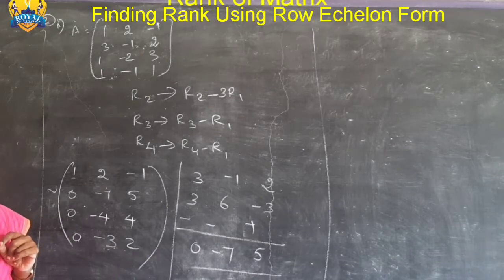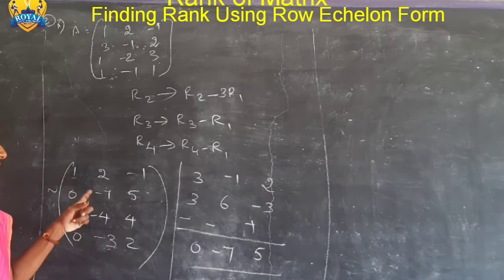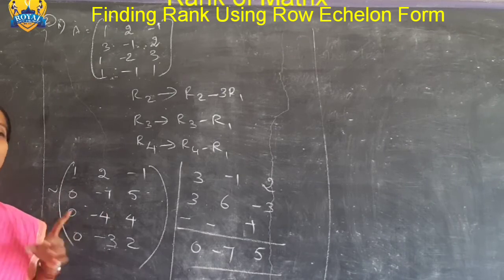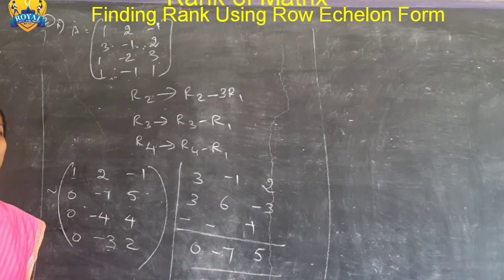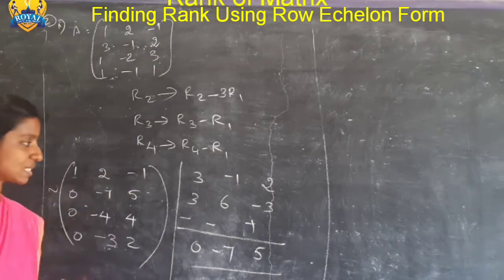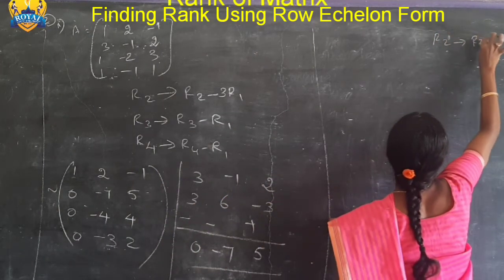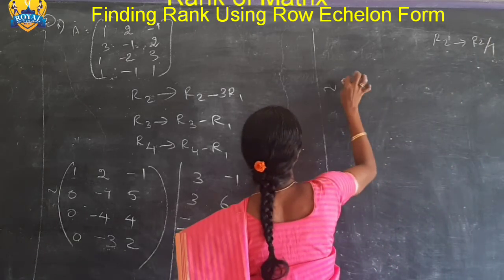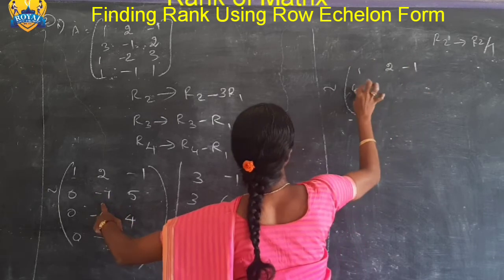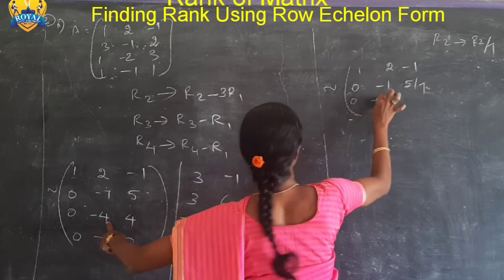How to make? Any idea, children? If I divide this minus 7 by 7, automatically it becomes 1. So now what I should do is divide the complete row 2 by 7. So R2 implies R2 by 7. Now my equivalent matrix becomes 1, 2, minus 1, 0, minus 1, 5 by 7. Keep the third row and fourth row as such.